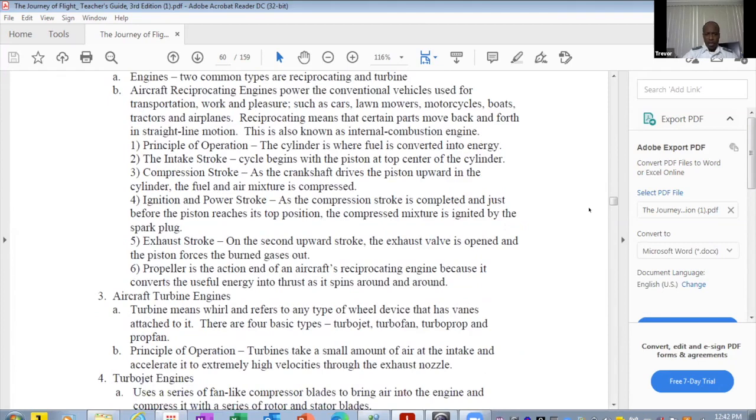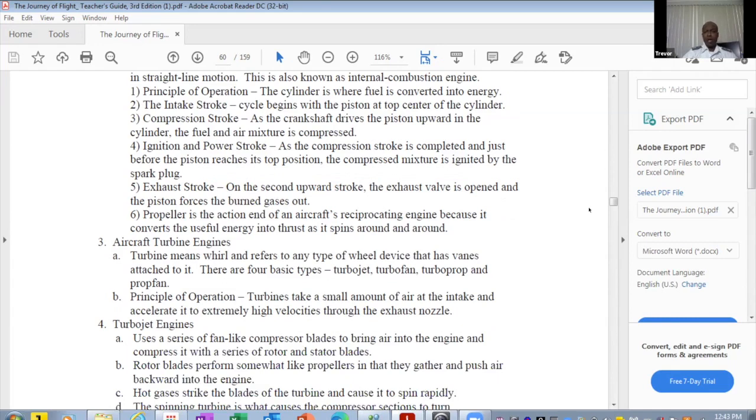And as I mentioned to you before, in return, that action, the crankshaft will turn or spin the propeller, and the propeller will create thrust as it moves through the air and creates forward motion. Now let's take a look at the turbine engine.